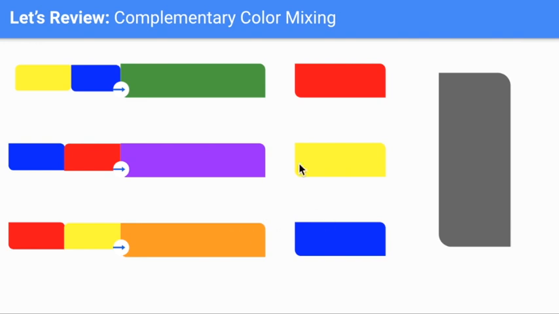And when we combine all of the primaries together, we get gray. This is why when we combine complementary colors, we're graying one of the colors. So when I add green to red, I make it darker and I make it more gray because what I'm really adding is yellow and blue. This applies to all of the other colors.